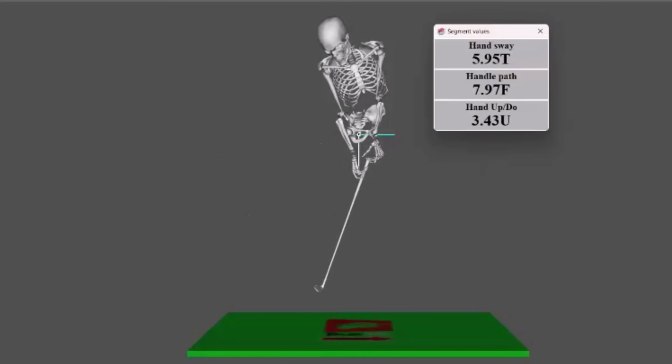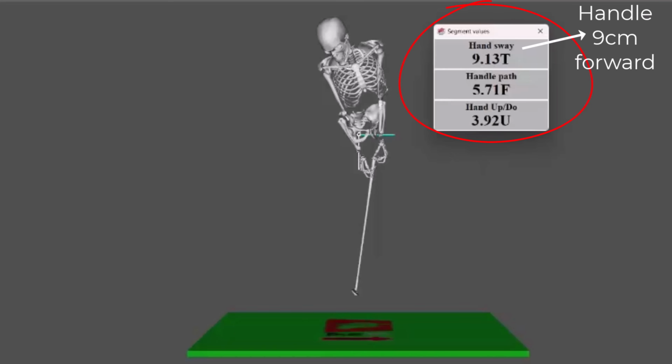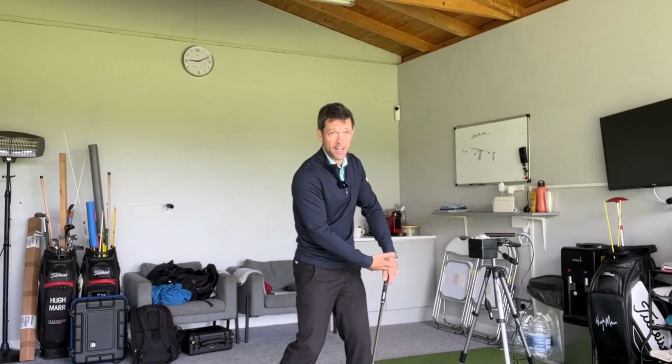So again, we look at, say, the address position versus impact. Almost always the hands will be further up, further forwards, and further left than their start position.